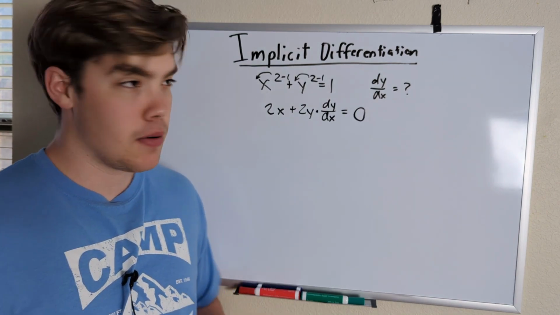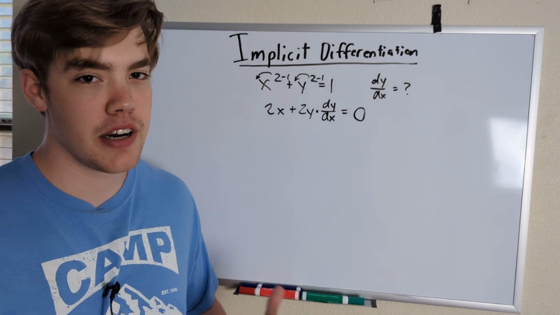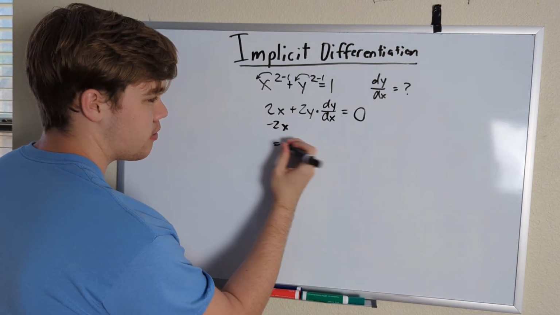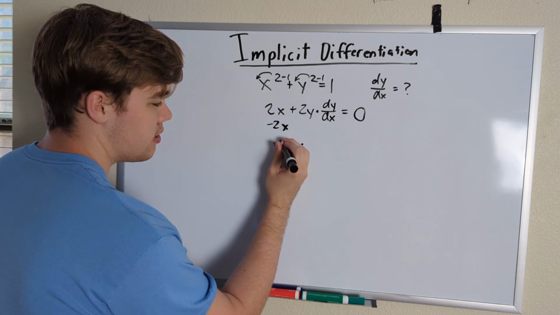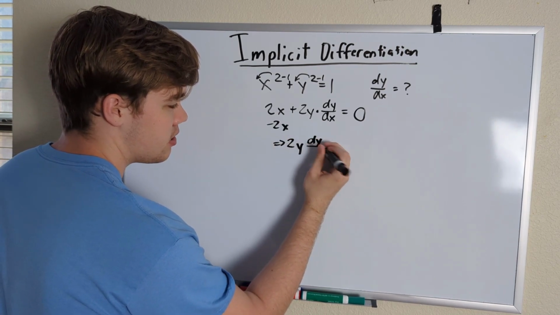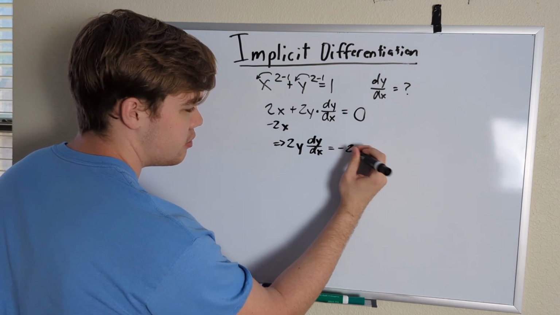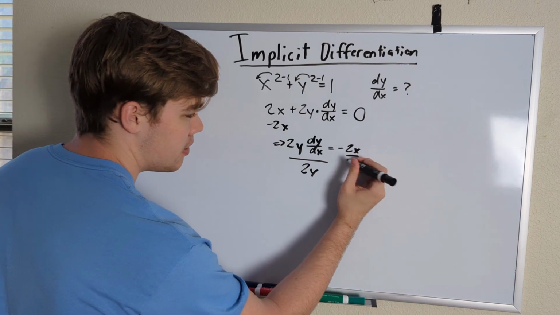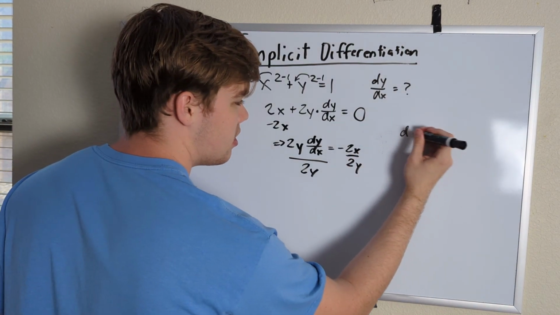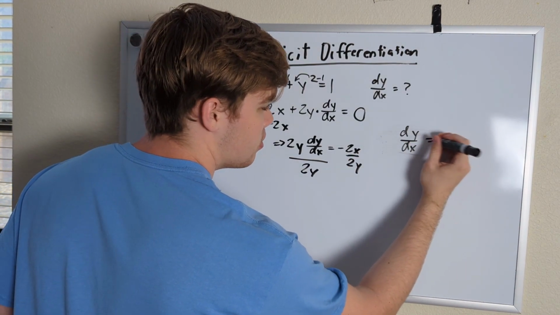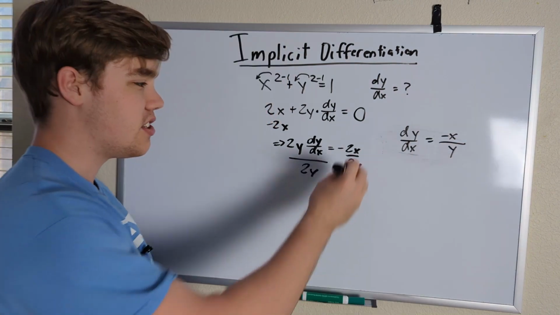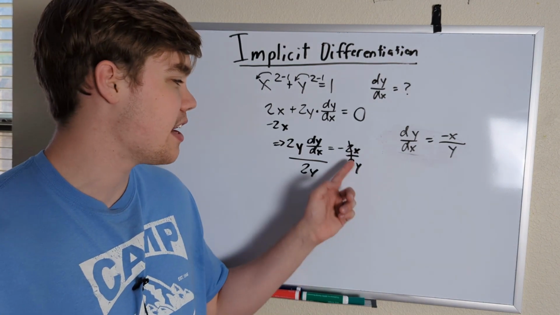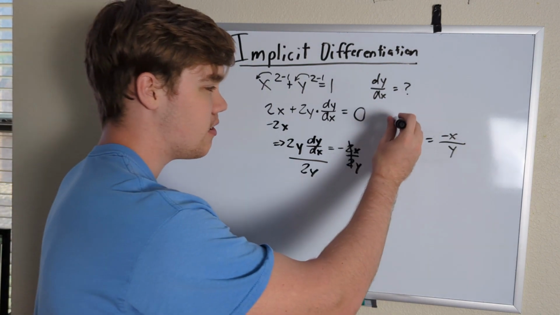So now this problem is just a simple matter of isolating dy dx, and that's pretty easy. We've been doing this since algebra 1. Here we just subtract 2x, so now 2y dy dx is equal to negative 2x. In order to isolate dy dx, we just have to divide by 2y on both sides. So dy dx is now just equal to negative x divided by y. This negative 2 and 2 cancel out to just be negative 1, so that's why that's negative x over y and not negative 2x divided by 2y. And that is the derivative we were looking for.